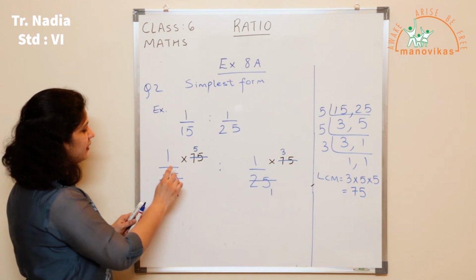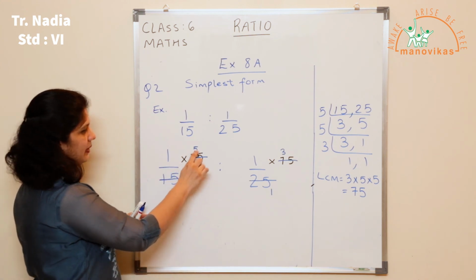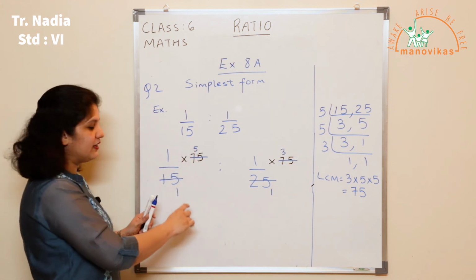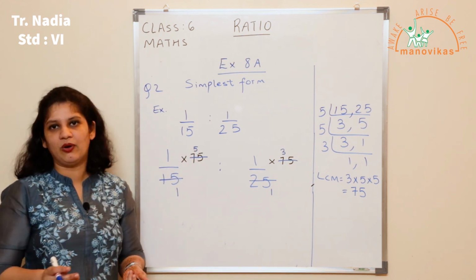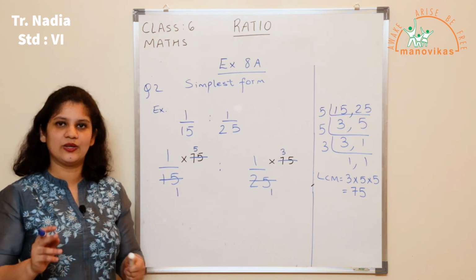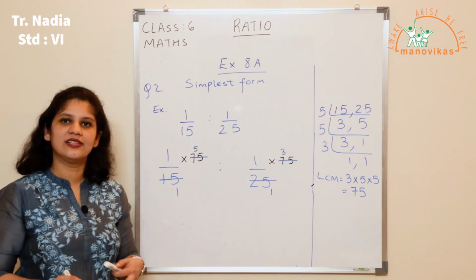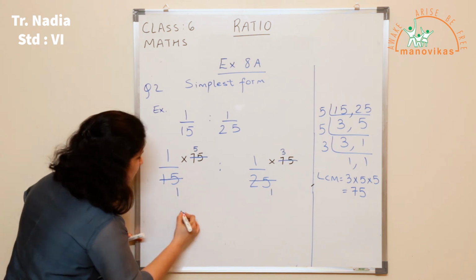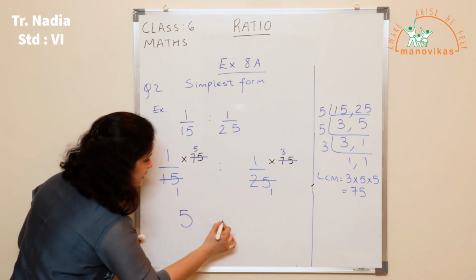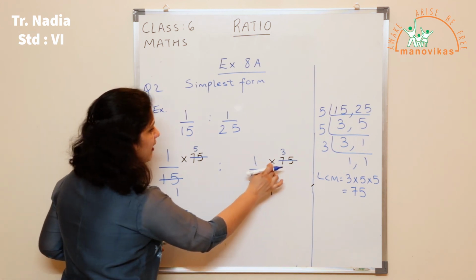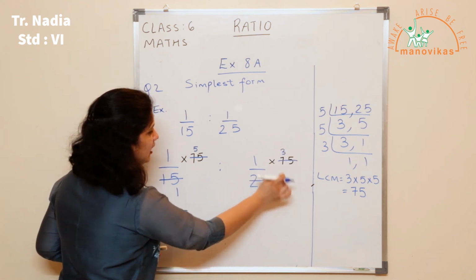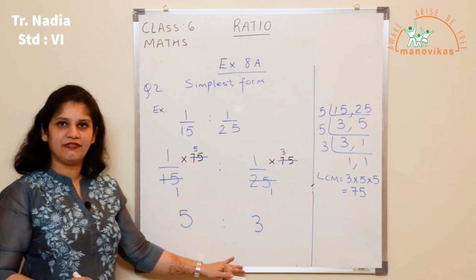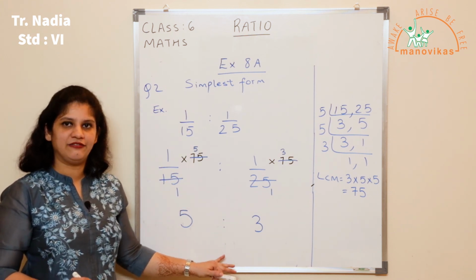Now let us see what is left in the first term and what is left in the second term. In the first term, I have 1 multiplied by 5 upon 1, which is 5 upon 1. How will you write 5 upon 1? I had told you all, whenever there is a 1 in the denominator, the answer is always a whole number, which is the numerator. So 5 upon 1 is written as 5. Here we have 1 into 3, 3 upon 1, which will be written as 3. So this ratio in the simplified form will be written as 5:3.